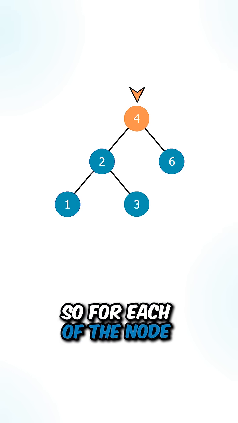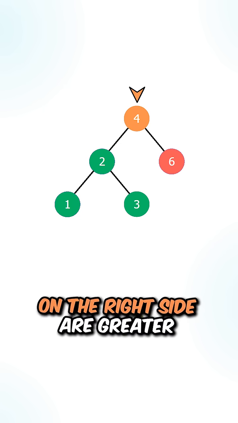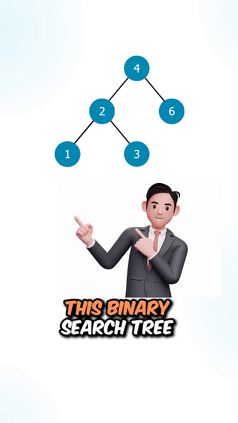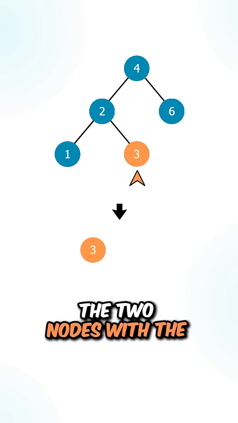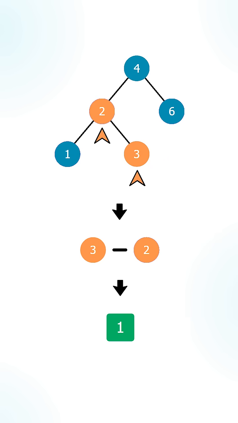For each of the nodes inside the tree, all of the nodes on the left side are smaller and all of the nodes on the right side are greater. Let's say we're given this binary search tree. The two nodes with the smallest absolute difference are 3 and 2, so we can return the difference 1.